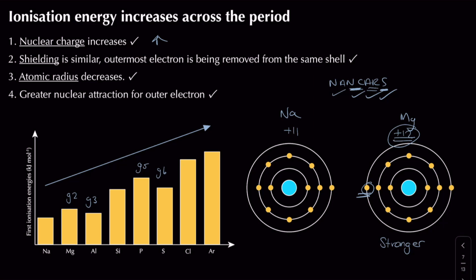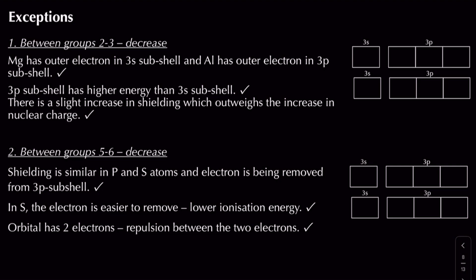If you look at our exceptions between group 2 and 3 first of all, and at the electron configuration, I've got magnesium on the top over here, and aluminium at the bottom. I'm just going to look at the third shell in both of these cases because I can't be bothered drawing the rest of them out. Magnesium is going to have 2 electrons in its outer shell, but for aluminium, I've got 1, 2, and then I've got 3 over here in the p subshell.